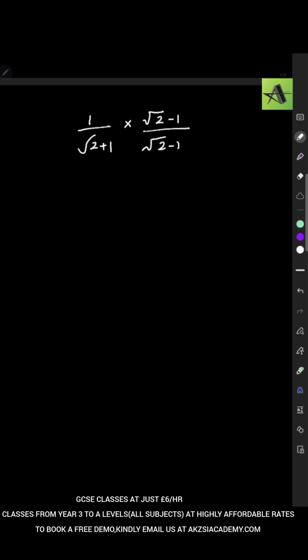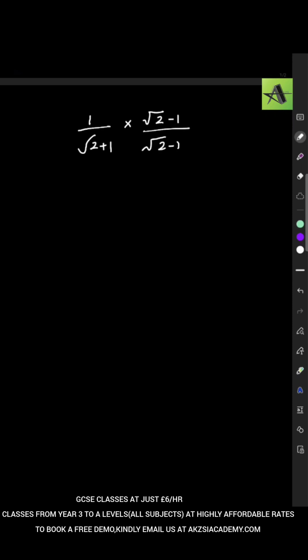Keep that in mind, because there was a positive sign in the denominator, root 2 plus 1. This is the reason I have divided and multiplied with a negative sign. So root 2 minus 1 over root 2 minus 1. If it were a negative in the denominator in the original question, you have to make the sign opposite and divide and multiply using the positive sign.